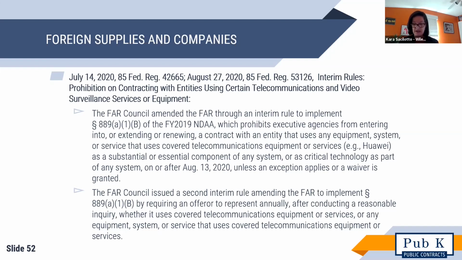Originally, this representation that I'm talking about had to be made on an offer by offer basis, which was quite burdensome, especially for contractors who have a lot of proposals out there. The FAR Council issued a second interim rule to allow an offeror to represent in SAM, in response to the specific required representation, that it does not use the covered telecommunications, annually instead of on an offer by offer basis. So in other words, an affirmative offer by offer response is really required if you are checking the do box or does box. Slide 53, please.